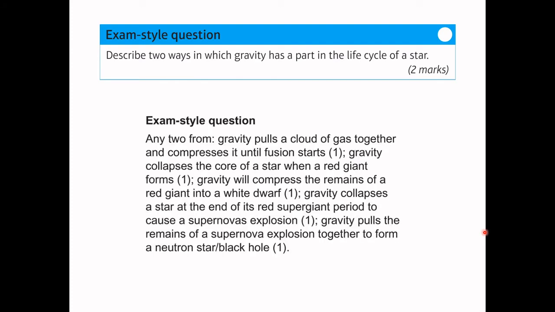Okay, so hopefully you've had something along these lines. So for the 2 marks, you could pick any of these 2 points. So gravity pulls a cloud of gas together and compresses it into fusion stars. So this is staying about the nebula stage. Gravity collapses the core of a star when a red giant forms. Gravity will compress the remains of a red giant into a white dwarf. Gravity compresses the star at the end of the super red giant period to cause a supernova, or gravity pulls the remains of the supernova together to form a neutron star or a black hole. So if you got any of those 2 points, they're your 2 marks.